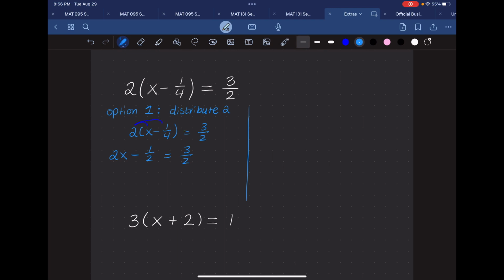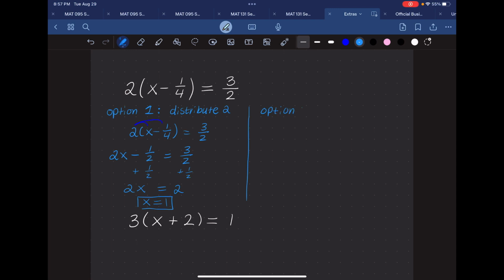And now I treat this like the previous equation. I'm going to deal with the minus 1/2 first by adding 1/2 on both sides. And then I get 2x is equal to 3/2 plus 1/2 gives us 4/2, which is just 2. And then by dividing by 2 on both sides, I can find that x must be equal to 1. Okay, so that's option 1.